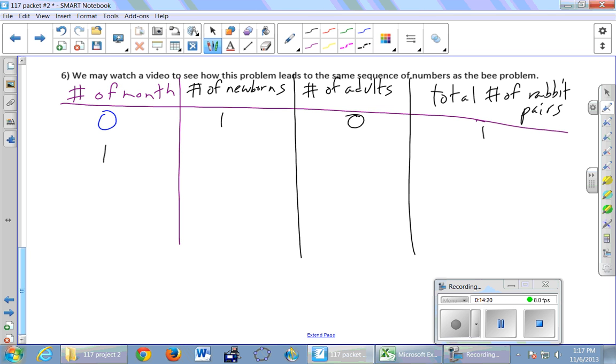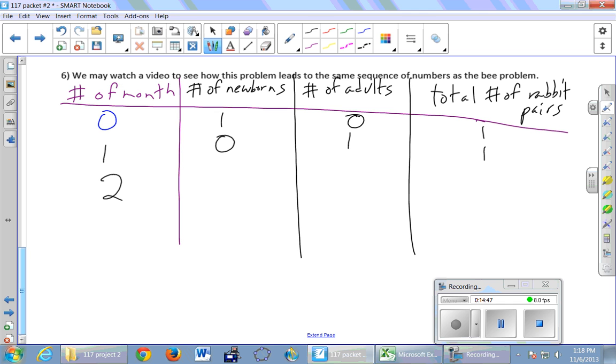Then we go to month number 1, and that pair of newborns becomes older. And so they're not baby rabbits anymore. They are now adult rabbits. Yes? So we still have 1, but what's different about that 1 pair? They're now adults. So that pair of adult rabbits, some candlelight, some nice music, and what happens the next month?